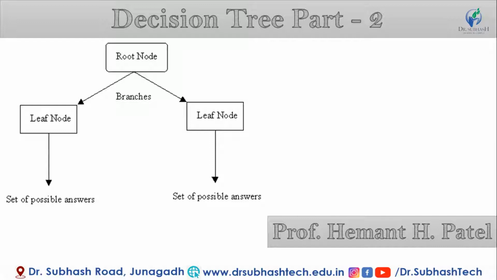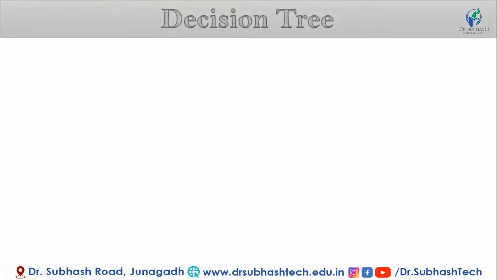A decision tree is a flowchart-like tree structure where each internal node denotes a test on an attribute. Each branch represents an outcome of the test, and each leaf node, or we can say terminal node, holds a class label. So based on that, I start our session on decision tree.